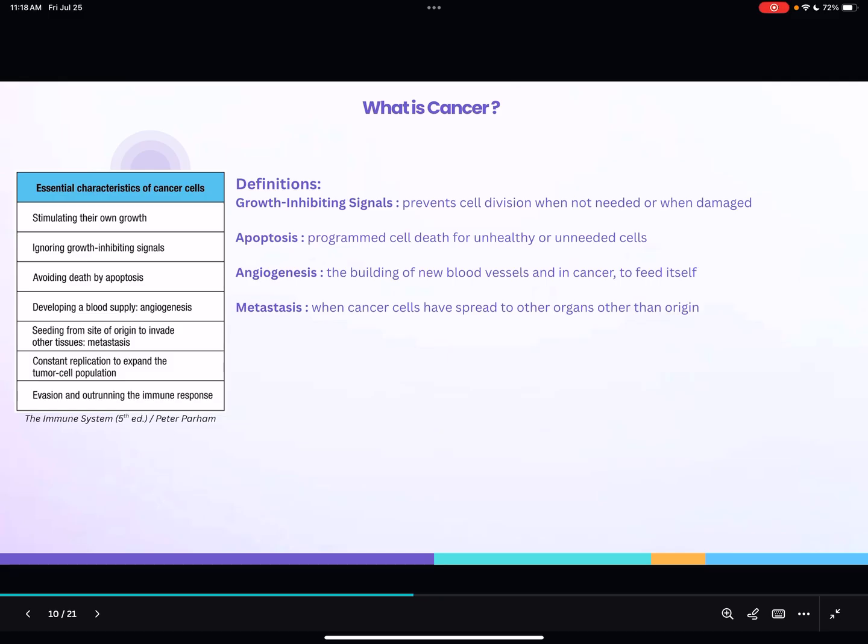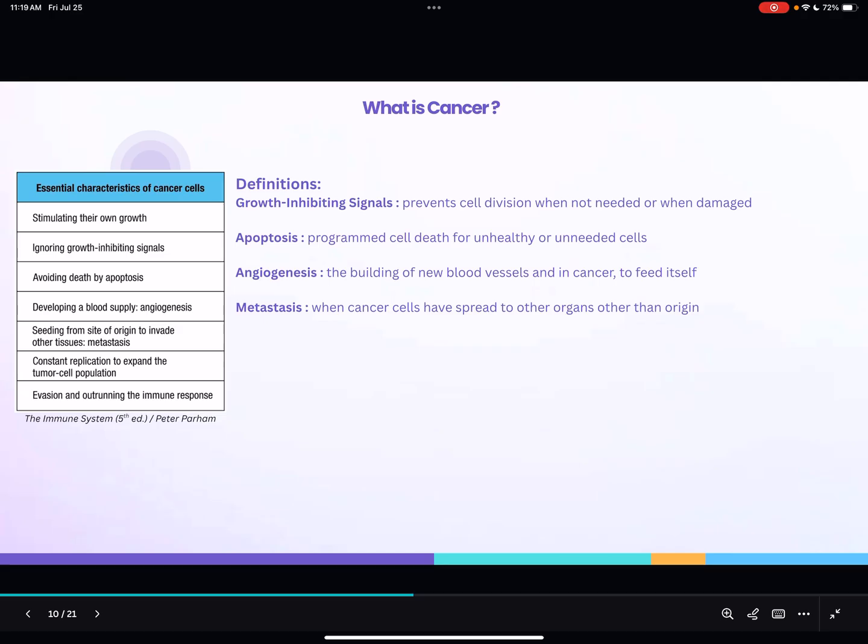So some of the key characteristics of cancer cells that it's important to know are that these cells stimulate their own growth. They ignore growth inhibiting signals, avoid death by apoptosis. They develop a blood supply, seeding from the site of origin to invade other tissues, constant replication to expand the tumor cell population, and then evasion and outrunning of the immune response.